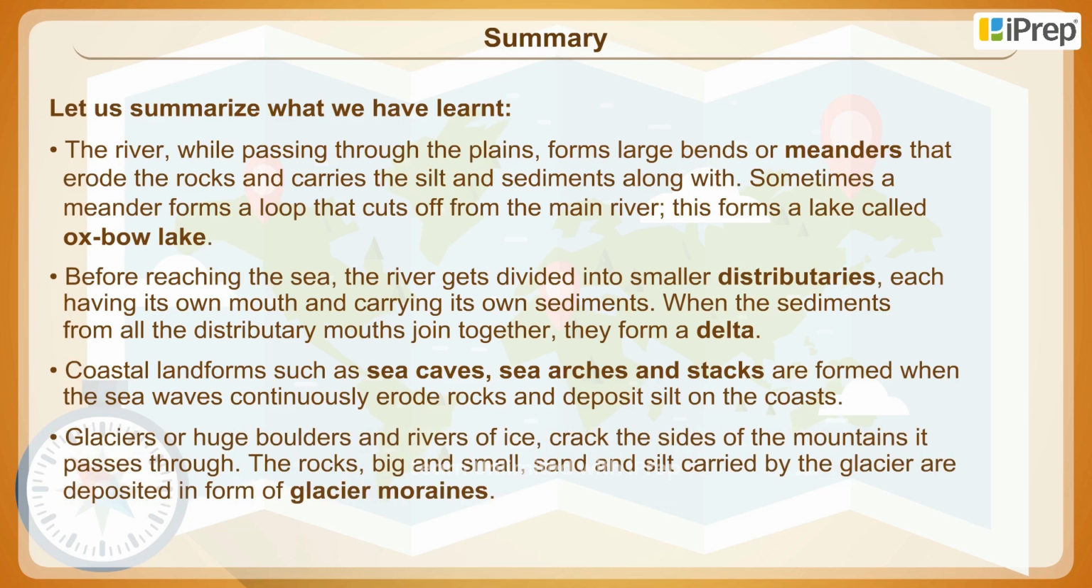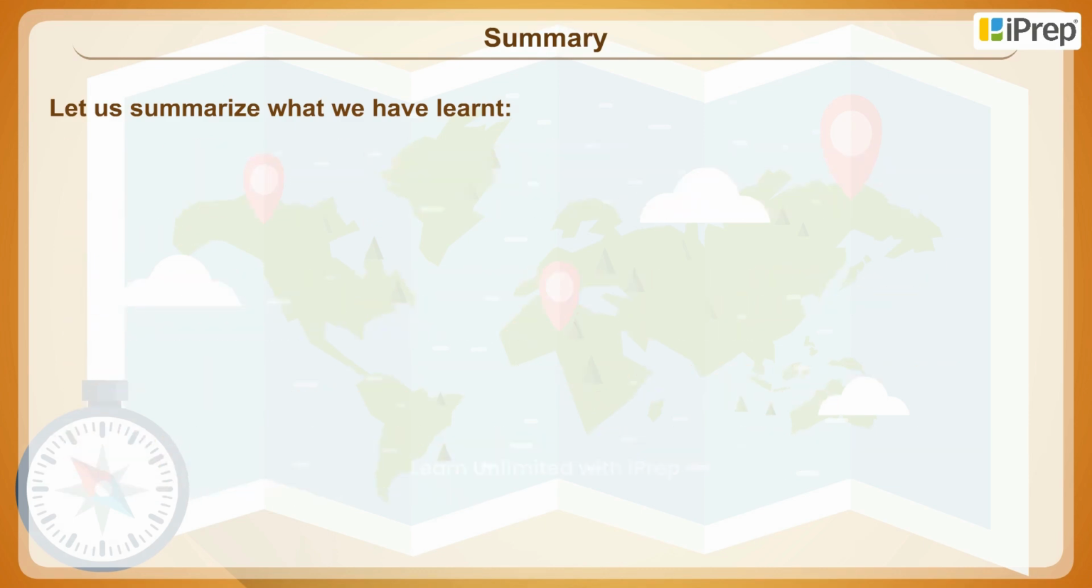Glaciers, or huge boulders and rivers of ice, crack the sides of the mountains they pass through. The rocks, big and small, sand and silt carried by the glacier are deposited in the form of glacier moraines.